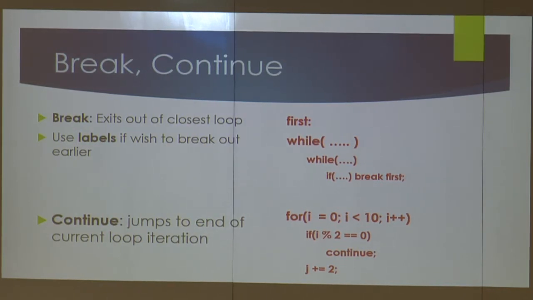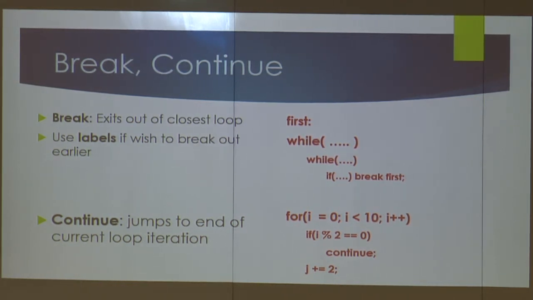Breaks and continues are also useful for control flow. Break gets us out of the closest loop that we're in. If we don't want to break out of the closest loop, say we're in a double or triple nested loop and we want to break out of one that's two above our current one, we would need to use labels. You can see on the top right I used a label called first to indicate that the outer while loop is called first. If we had just said break after the if, it would have broken us out of the inner while loop, since that's the closest one. But since we used labels, it allows us to break out of both loops.